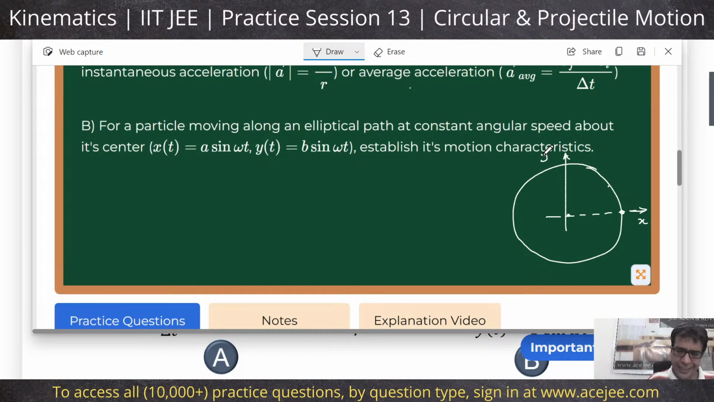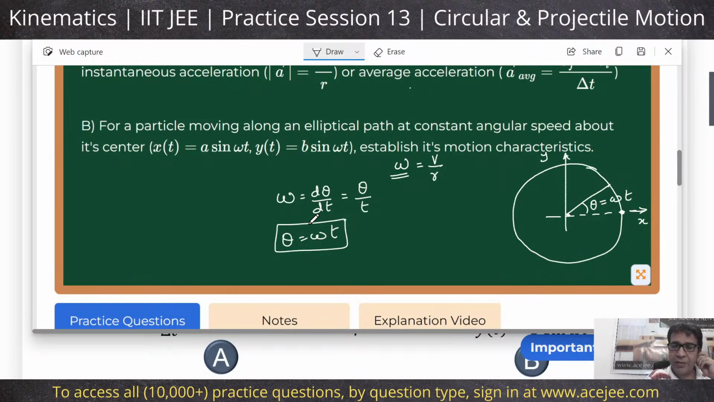So at a time t, if the angular speed is omega, and what was omega? Omega is v by r, where v is the linear speed. Then what will be the angle traced? This angle traced, theta, is equal to omega t, because omega is d theta by dt. Omega is constant, so I can write it as theta by t. So I can say theta is omega t. Anything funny in there? Everything makes sense? Yes, sir. Okay, good.